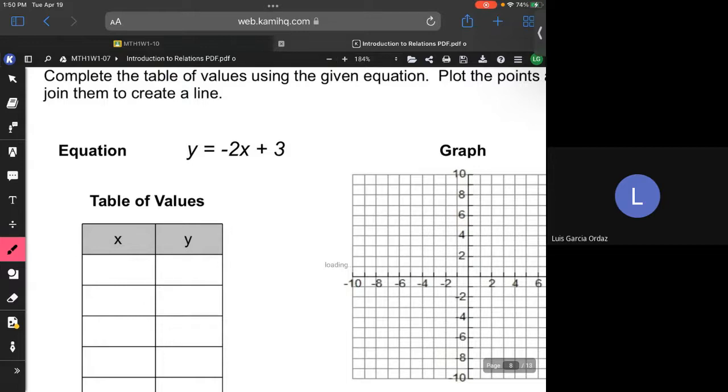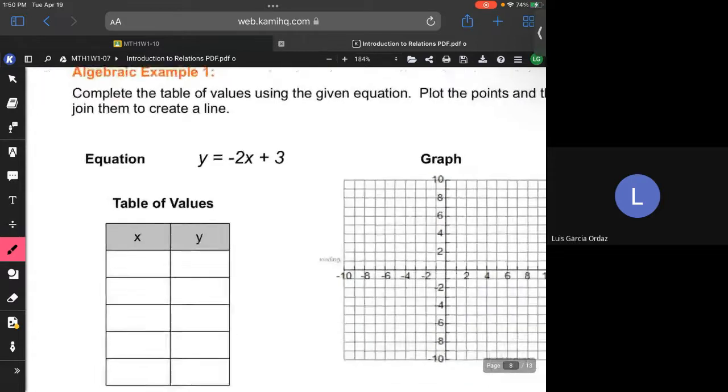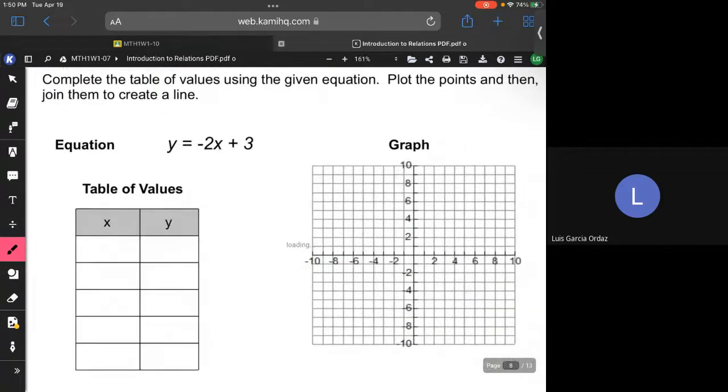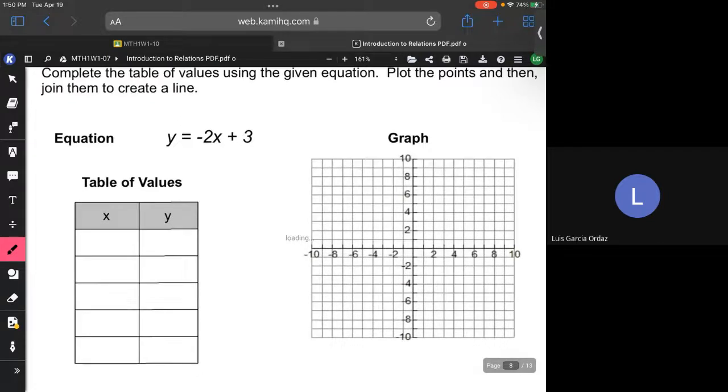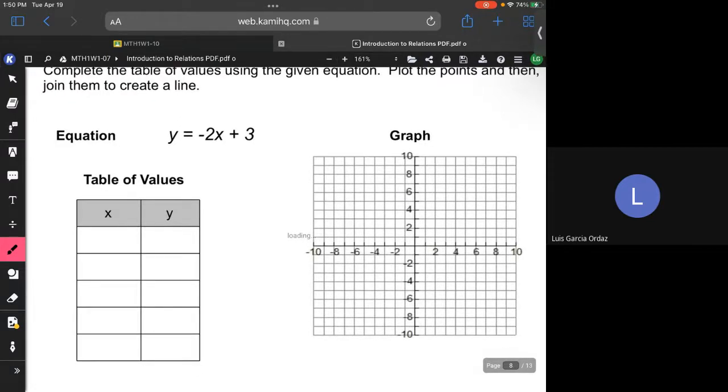So the next thing we're going to do is put it all together. We want to complete the table of values using the given equation, plot the points, and then join them to create a line. My equation is y is equal to negative 2x plus 3. So what would my initial value be? Yeah, 3. So it's going to be 0 and 3.